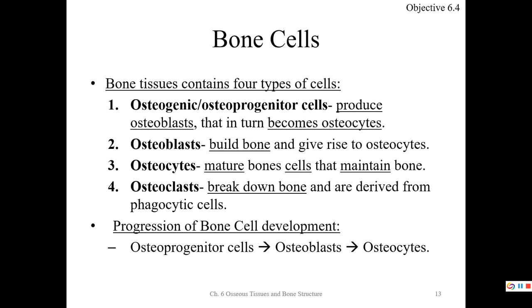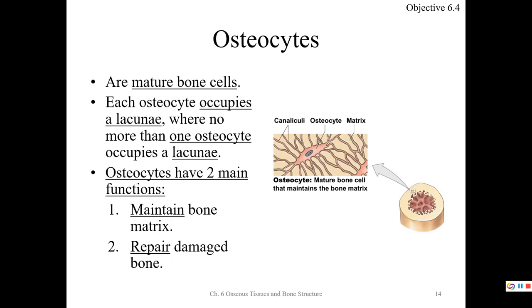Osteocytes just maintain bone, and osteoclasts break down bone, and they're derived from phagocytes. Now, osteocytes are the mature bone cells. They occupy a lacuna. There's no more than one osteocyte per lacuna. The osteocytes have two functions. They maintain bone matrix and they repair any damaged matrix, like if you get a broken bone, for example, or fracture.